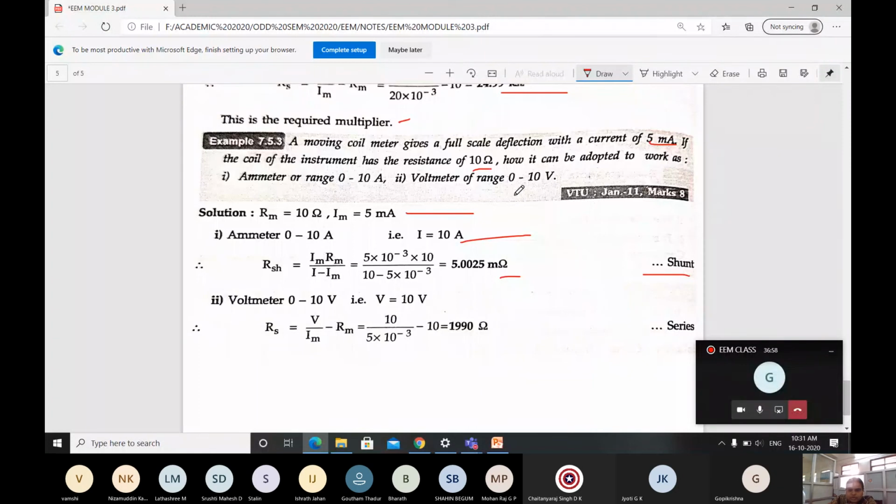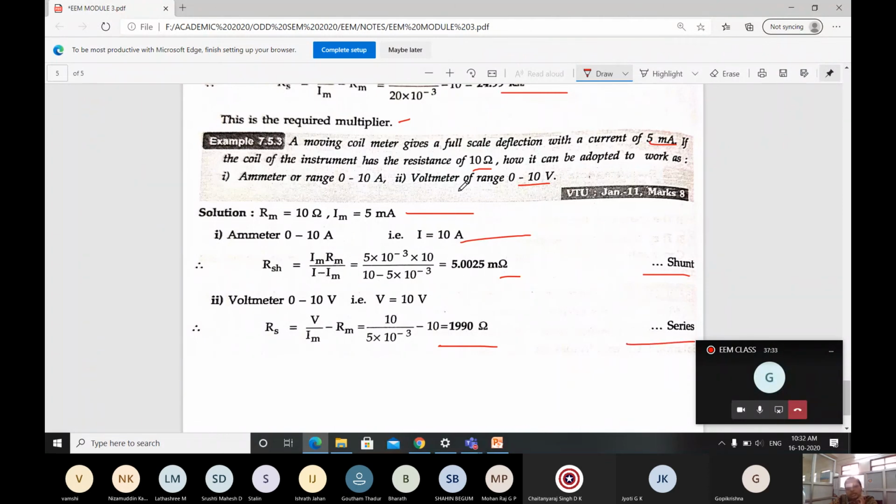For the voltmeter, they gave the range as 10 volts. This is the maximum scale, right? Therefore, V is going to be equal to 10 volts. Therefore, Rs is going to be equal to V divided by Im minus Rm. That is V, which is 10, divided by Im, which is 5 milliamps, 5 into 10 raised to minus 3, minus 10. Calculate this and you will be getting 1990 ohms in series.